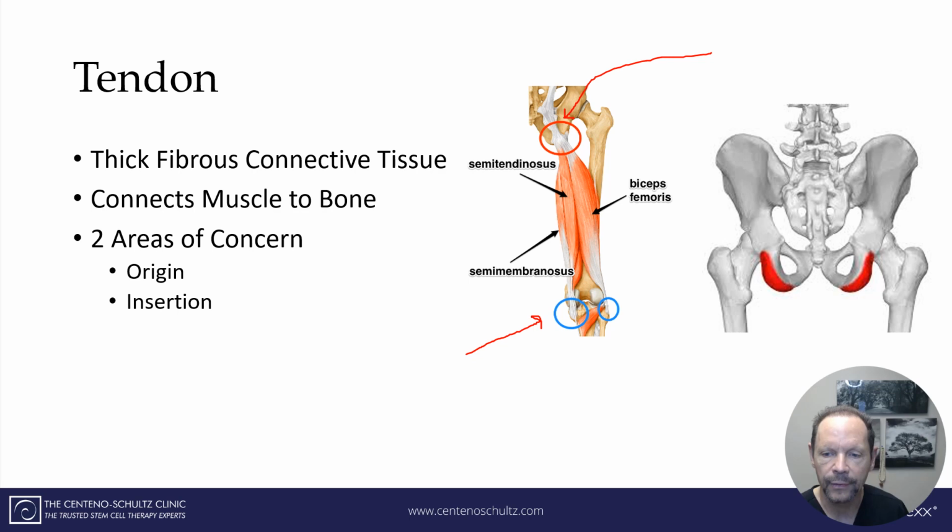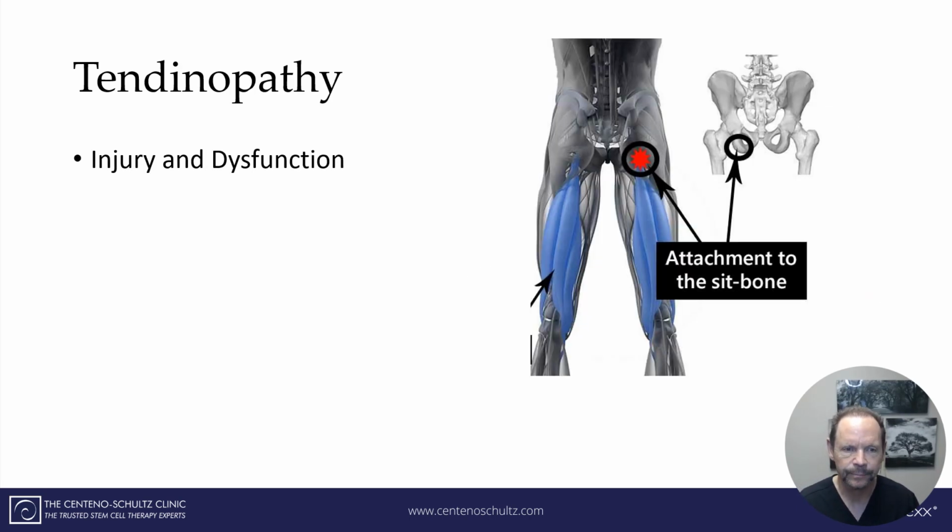What's important about this discussion is where does the hamstring origin start? And it's all very familiar for people that enjoy yoga and other athletics because it's right on this sits bone. That's right. The tendon associated with the hamstring starts right on the sits bone, or otherwise known as the ischial tuberosity.